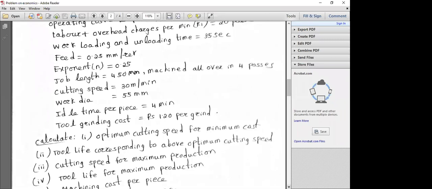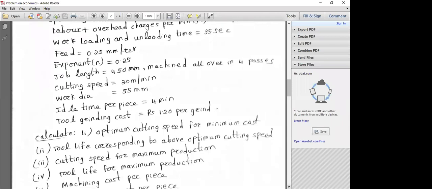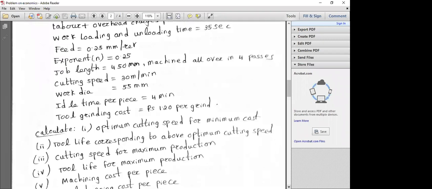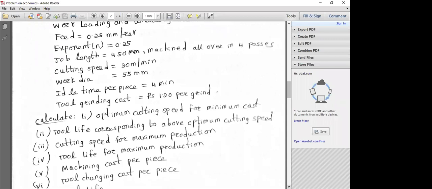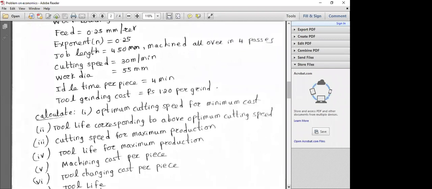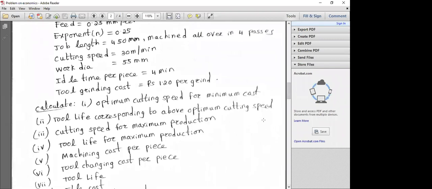So you have to be very cautious about the derivation, the theory. Then only you can remember the notations, the terms which you can use in the problem. He has asked again machining cost per piece. We just try to see that. Already we have seen it in yesterday's derivation. Tool changing cost per piece, because the total cost will be machining cost per piece plus tool changing cost per piece, and everything you have to consider: all the 4 costs, the ideal cost and the tool grinding cost also.